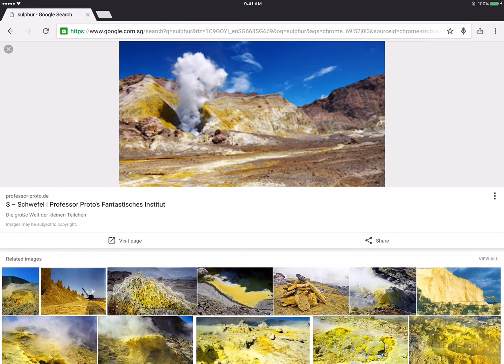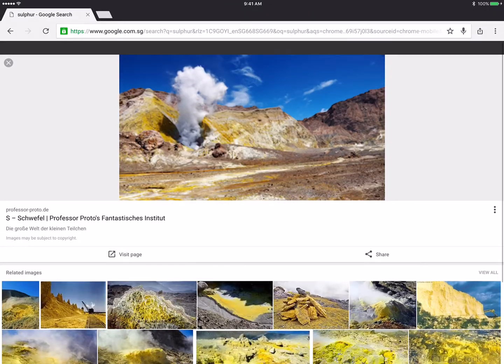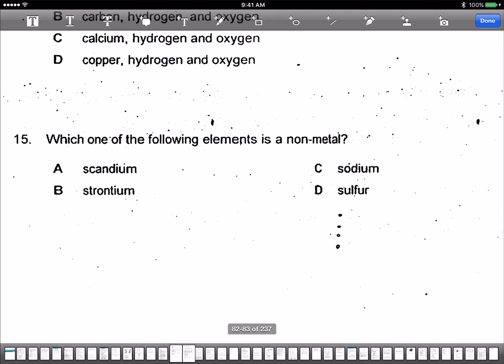What if the snake touches the sulfur? Nothing. They will just smell it and think there's a disaster coming, and then they will just go away. Okay, that's sulfur, a very interesting element. Sulfur is not a metal, it is a non-metal.